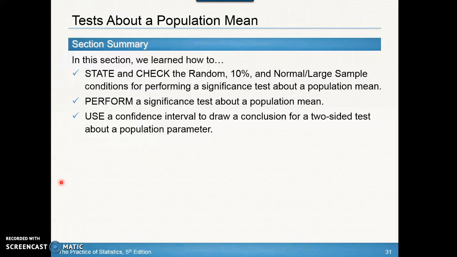All right, so basically in this section, what we did was we just did tests about a population mean. In the next section, we're just going to take a look at something called matched pairs, which you've heard about in experiments, and how they relate to tests about a population mean.